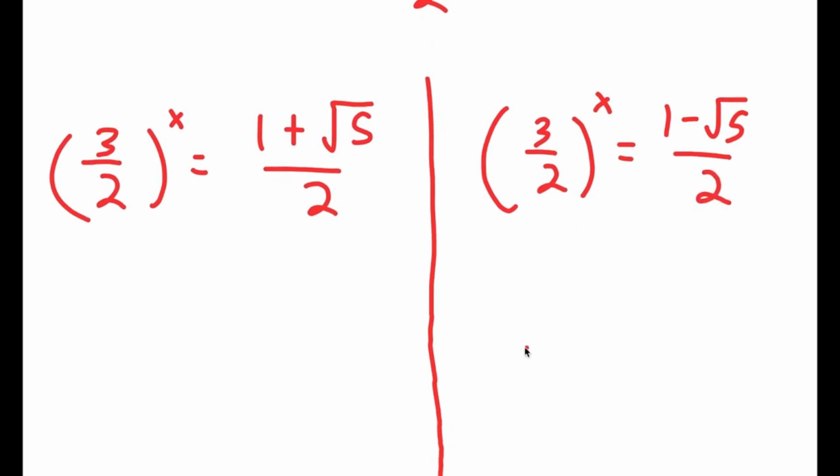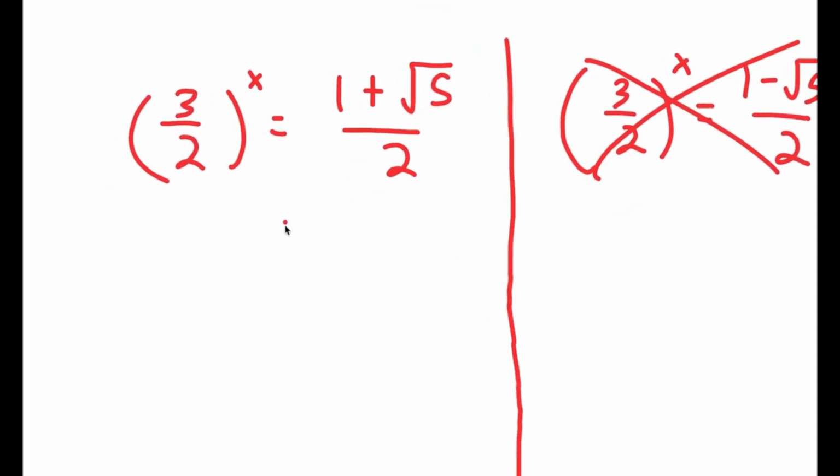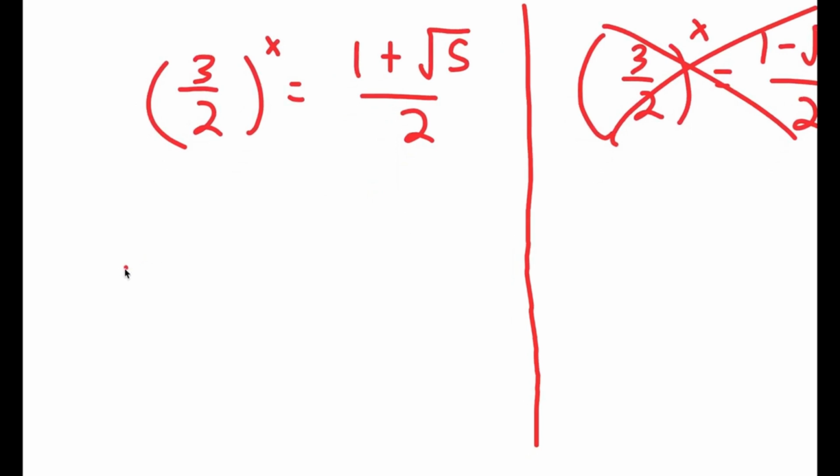Now, to actually start, we can already cancel out one of these equations, which is the right-hand one, because 1 minus the square root of 5 is going to be a negative number, and you can't take the power of a positive number and make it equal a negative number. So this equation wouldn't even work. So the only equation I have left is 3 over 2 to the power of x is equal to 1 plus the square root of 5 over 2.